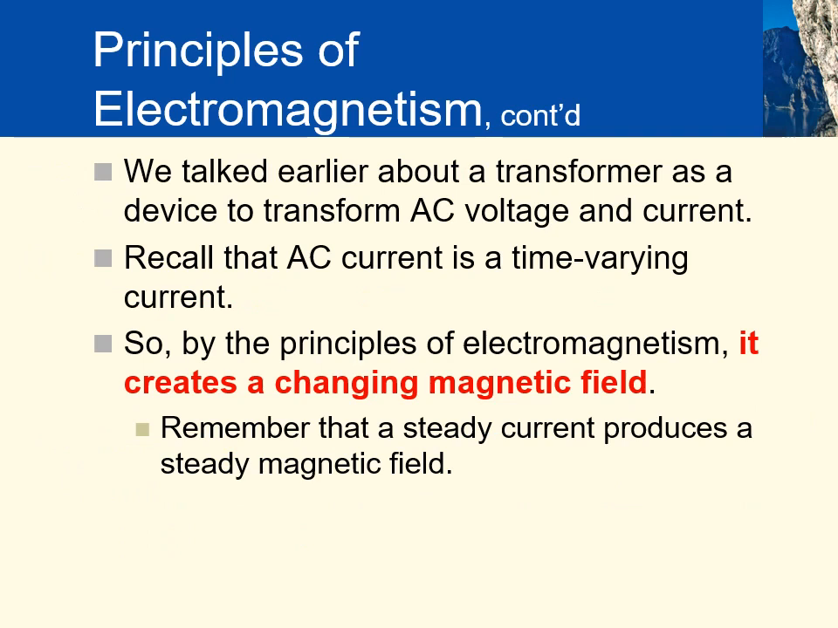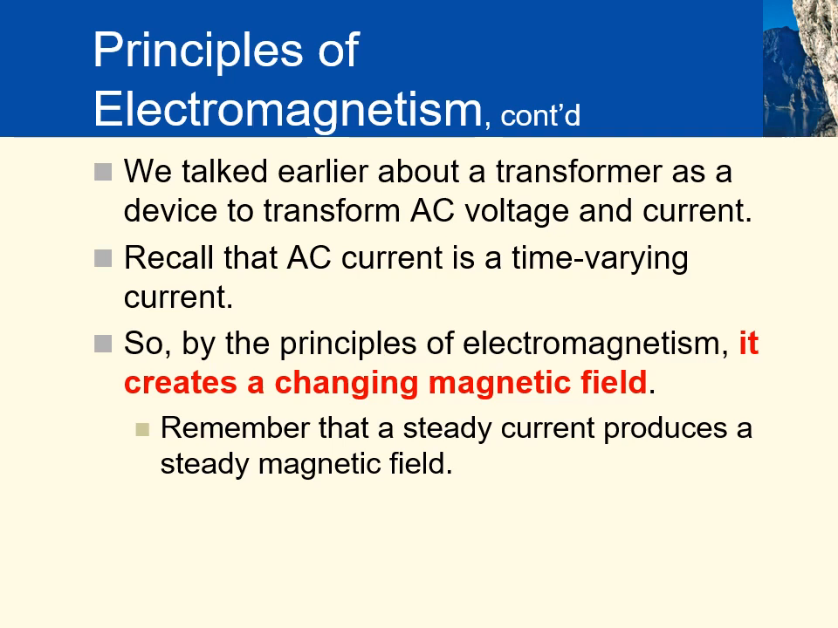One of the applications of electromagnetism is the transformer. The transformer is a device which is used to transform the voltage from high to low or from low to high, and it uses AC current here. Also, I want to remind you of the previous chapter about AC current and DC current. DC current is called direct current, and AC current is called alternating current, which is a time-varying current. And regarding the first observation, we know that the current produces a magnetic field around it.